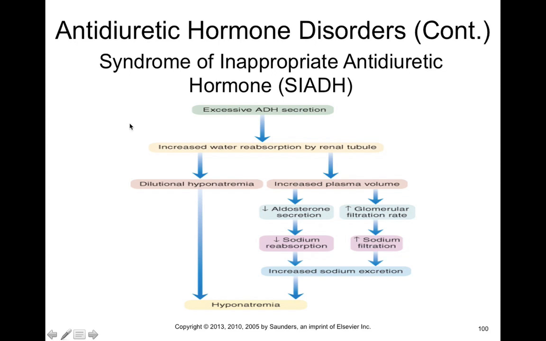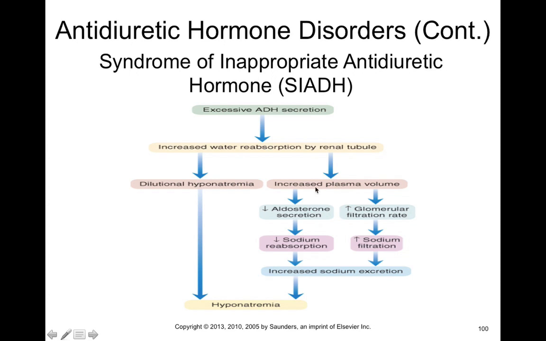What this slide shows is a nice summary of the sequelae of syndrome of inappropriate antidiuretic hormone. With excessive antidiuretic hormone release, we get a lot of water reabsorption by our renal tubules, and that does two things. For one, it increases our plasma volume from fluid overload. And two, it causes dilution of your body's tissues, so you get hyponatremia from basically diluting out your body's sodium.